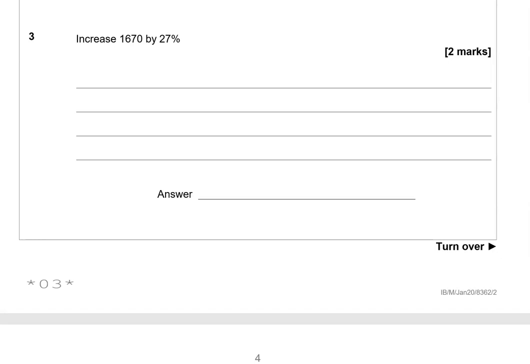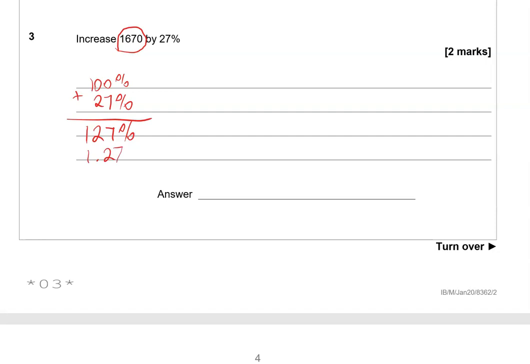If you're going to increase something by 27%, it means you're going to add 27% on top of the 100% amount. So this is the original 100% amount, and you're going to add 27% to it. So in total, the final answer will be worth 127%. 127%, as a decimal, we'd write it 1.27.